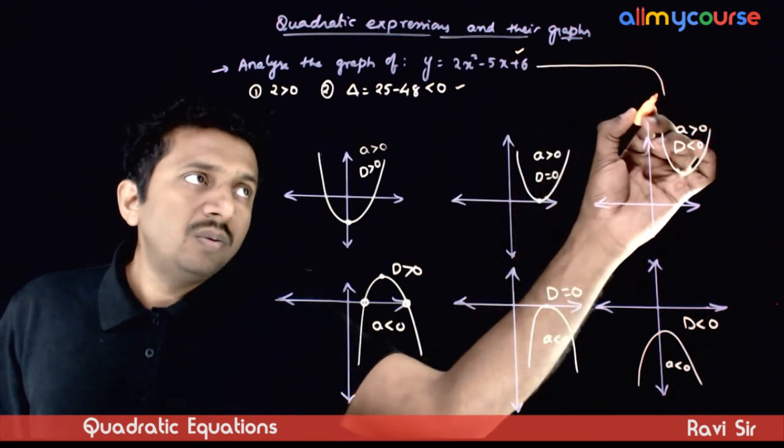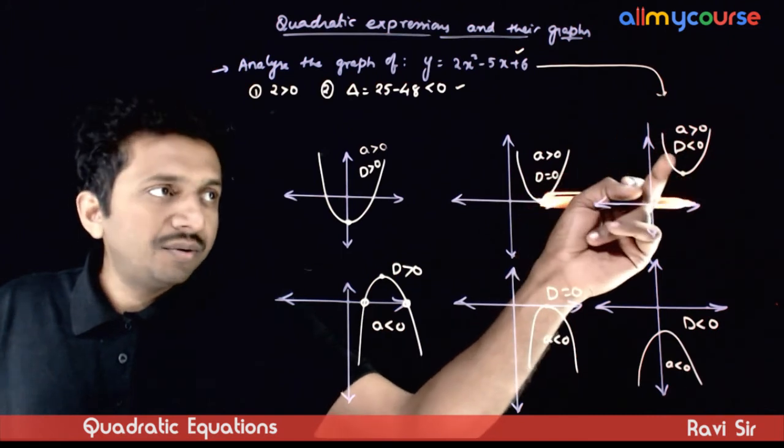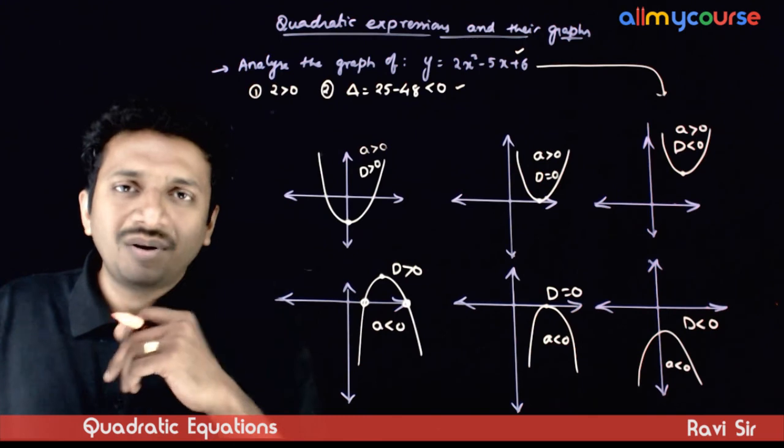graph goes into this case. a greater than 0 and discriminant less than 0, and this graph lies completely above x-axis.